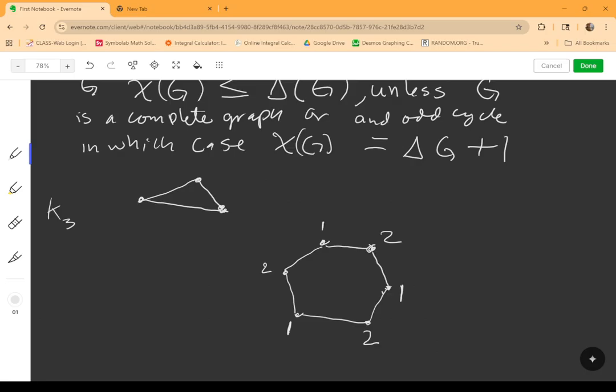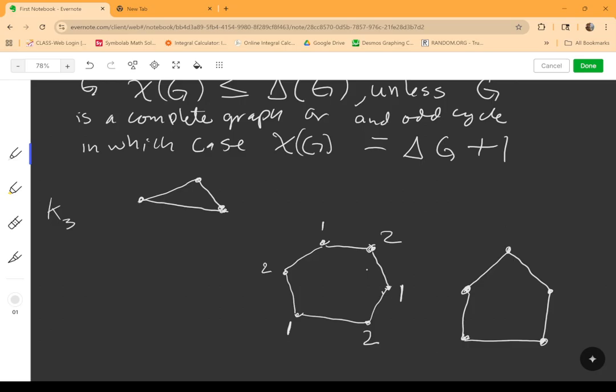And again, we can see that that becomes impossible, not only if it's complete, but even if I just had an odd cycle here. So if I were to take away one of those vertices and have a similar formulation where we just have a cycle here.